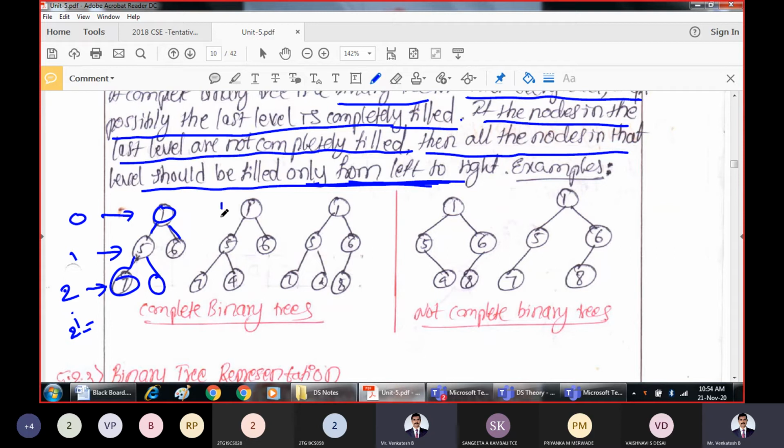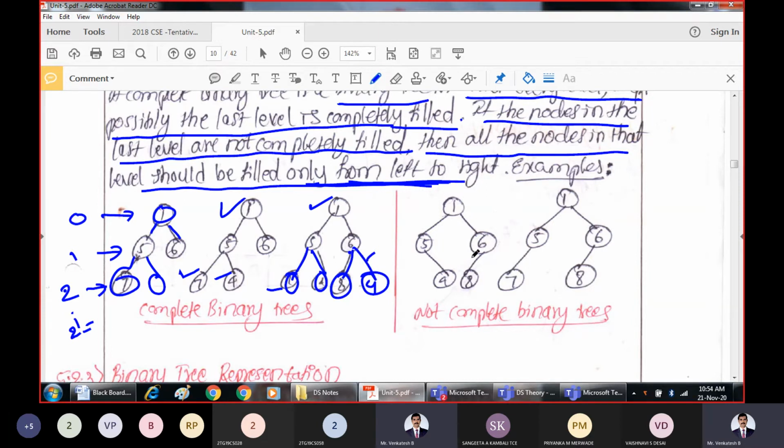See this example. This is also a complete binary tree because in the last level, even if all the nodes are not there, we have started filling it from left to right. Again, this is a complete binary tree because we have first completed the left subtree, then the right subtree of this node, then the left subtree. This is also a complete binary tree. If you write like this, then also it becomes a complete binary tree.